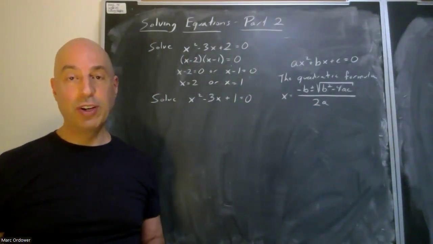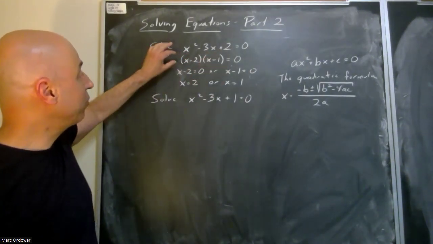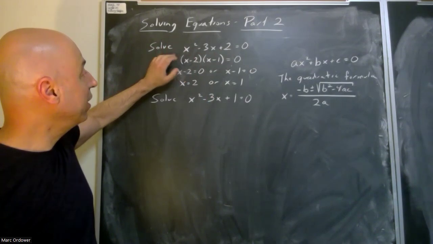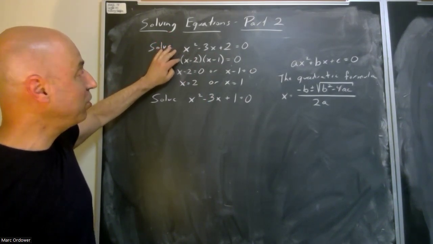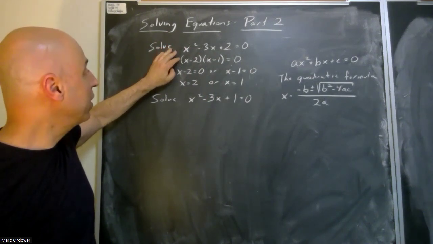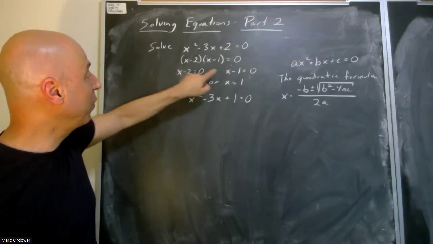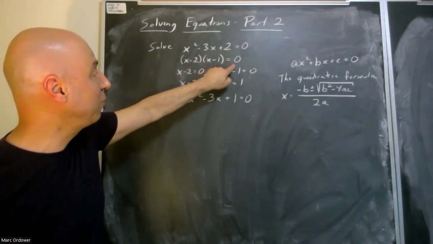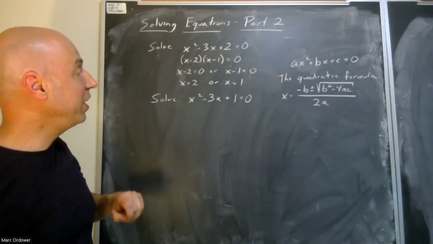So last time we took a look at how to solve quadratic equations when the quadratic equation factored nicely. And you can see that x squared minus 3x plus 2 factors nicely as (x minus 2) times (x minus 1). That turns one complicated equation into two simple equations, because when the product of two things gives you 0, one of them has to be 0. And so this one is relatively easy to solve.